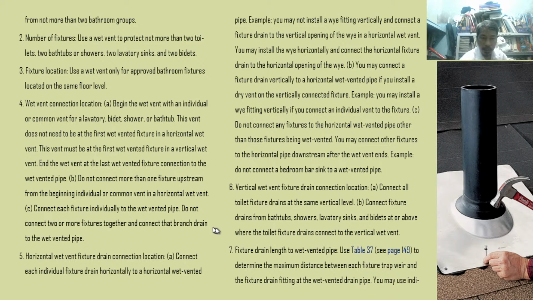For a horizontal wet vent fixture drain, connect its individual fixture drain horizontally to the horizontal wet vented pipe. Example: you may not install a Y fitting vertically and connect the fixture drain to the vertical opening of the Y in a horizontal wet vent. You may install the Y horizontally and connect the horizontal fixture drain to the horizontal opening of the Y. So, if you are using the Y fitting.